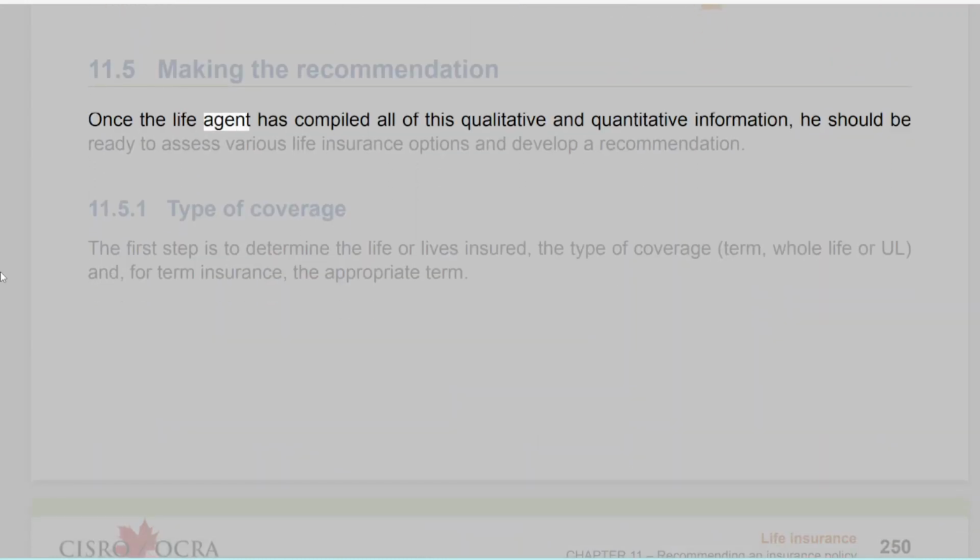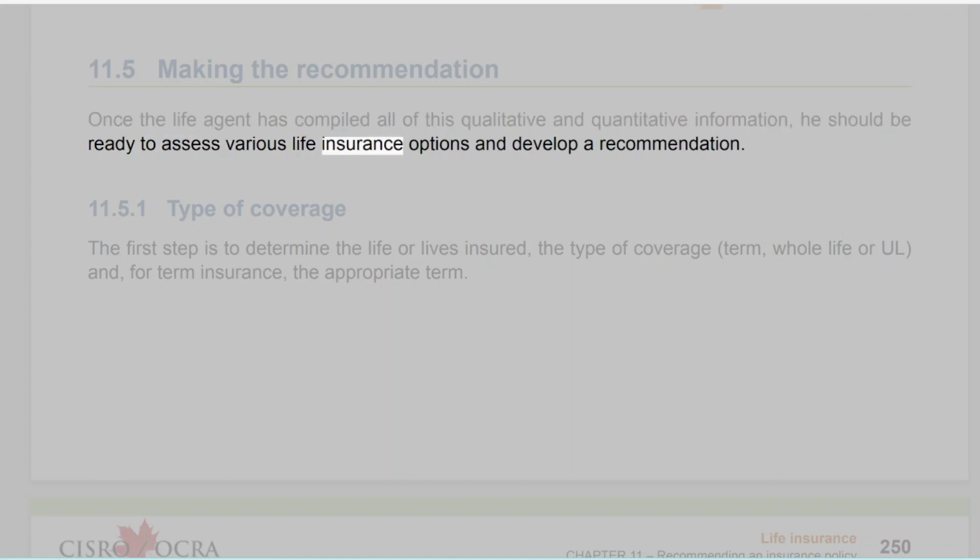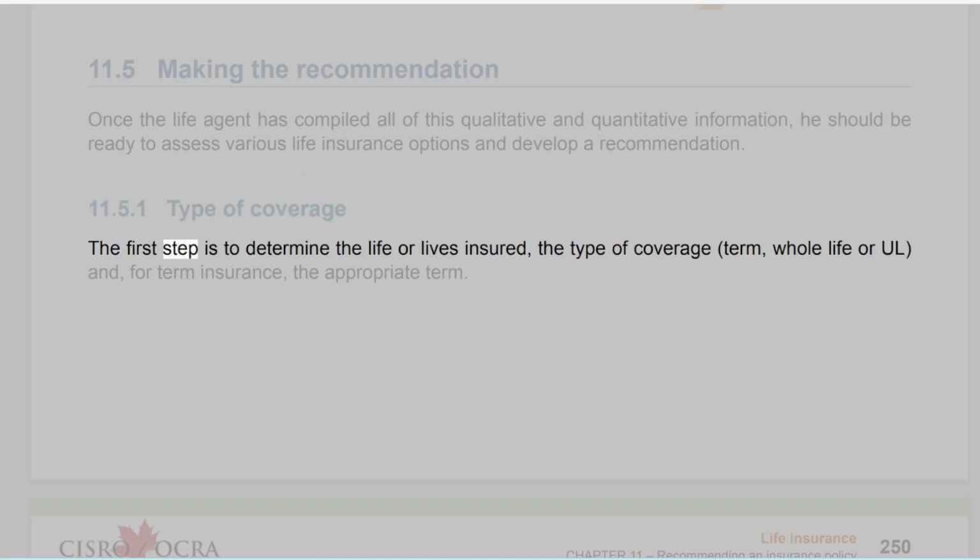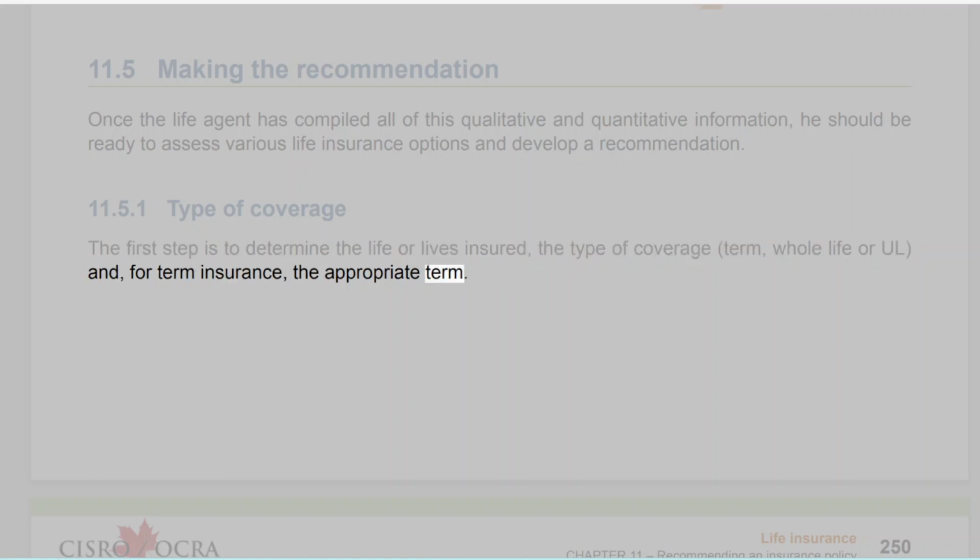Once the life agent has compiled all of this qualitative and quantitative information, he should be ready to assess various life insurance options and develop a recommendation. 1.5.1 Type of coverage. The first step is to determine the life or lives insured, the type of coverage, term, whole life or UL, and for term insurance, the appropriate term.